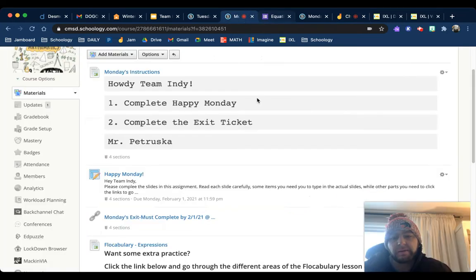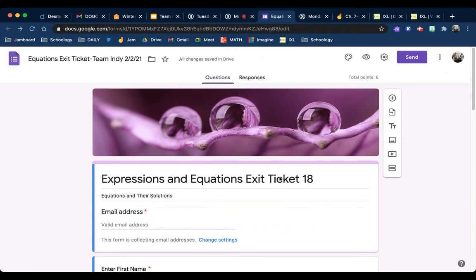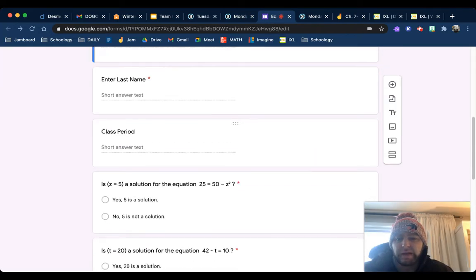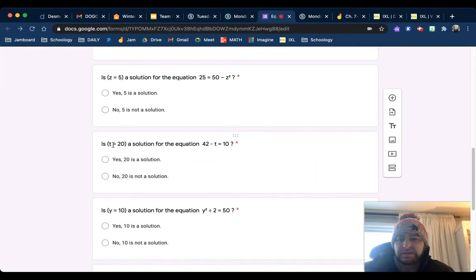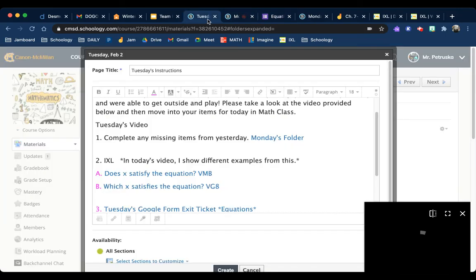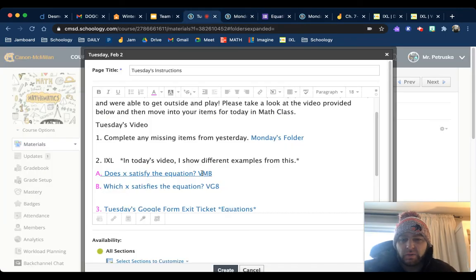Once you complete those IXLs, there is another exit ticket, just like yesterday, that you'll want to fill out. Try it. Is t equal to 20 a solution? So does 42 minus 20 equal 10? I don't think so. 42 minus 20 equals 22. Or you could even think of 20 plus 10 is 30, and that doesn't equal 42. So there's a couple different ways you can go about that. So message me if you have any questions.